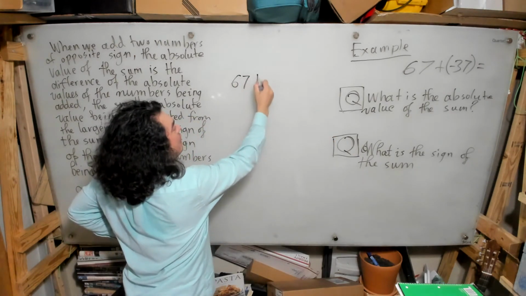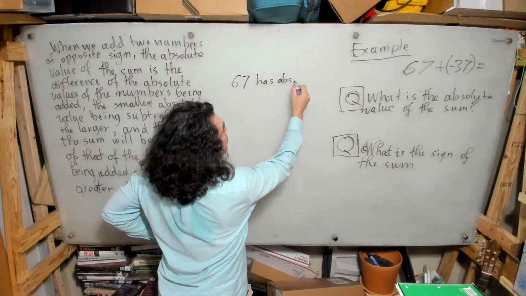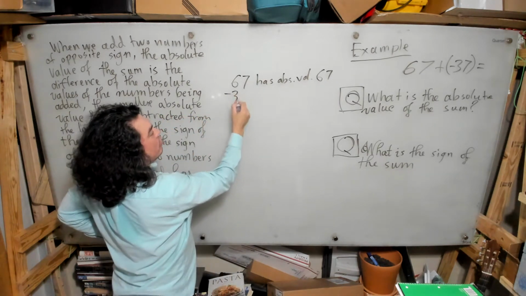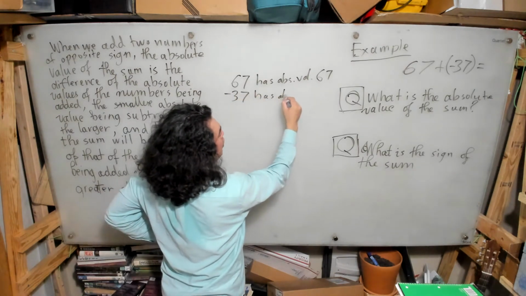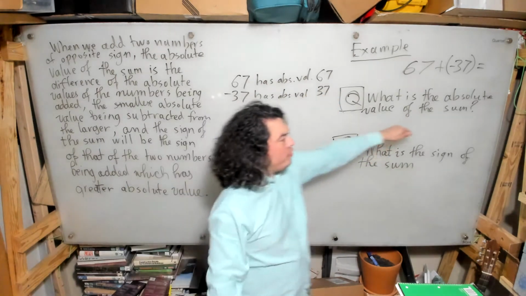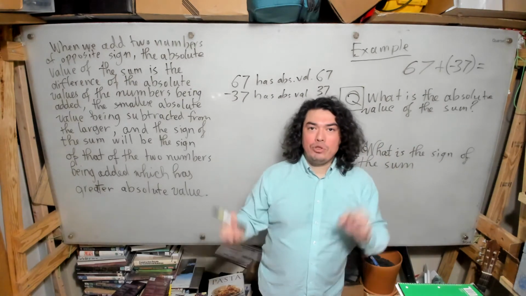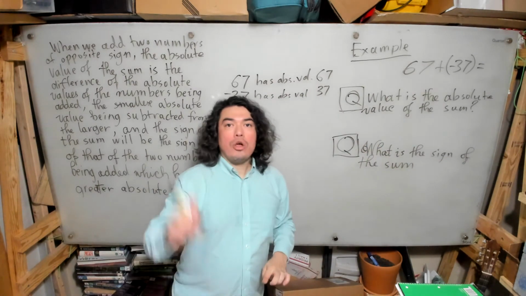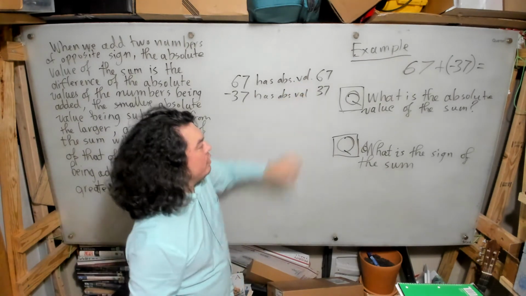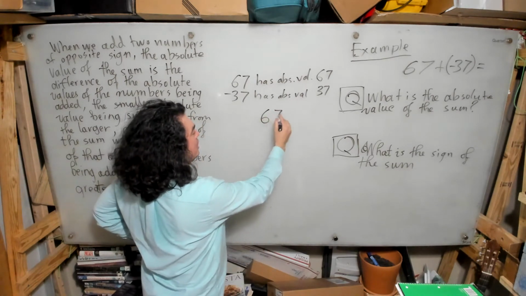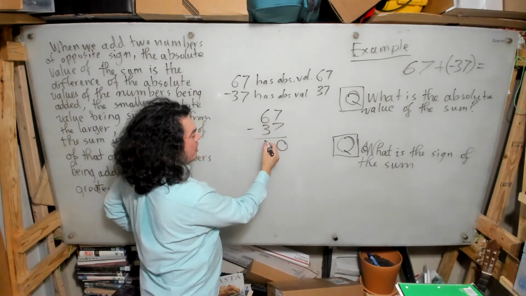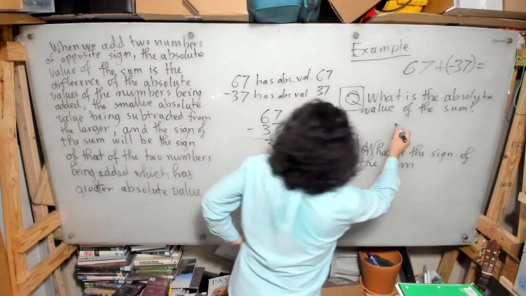So we know that 67 has absolute value 67, obviously, and negative 37 has absolute value 37. Okay, so now how do I get the absolute value of the sum? It'll be the difference of the absolute values of the numbers being added, the smaller absolute value being subtracted from the larger. In this case, it'll be 67 minus 37. So let's do that here. 67 minus 37. 7 minus 7 is 0. 6 minus 3 is 3. So the absolute value of the sum will be 30.